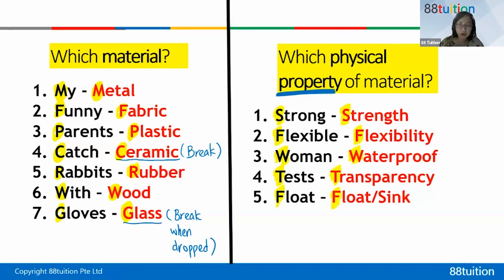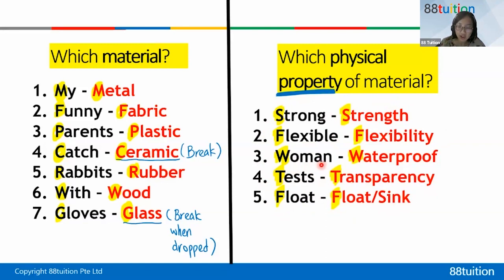All right. So strong, flexible woman test float. What it means is, imagine Miss Ivy is a strong woman and I'm a flexible woman. I can bend my body quite well. So I'm a strong, flexible woman. And what is Miss Ivy doing? Miss Ivy is testing the swimming float. I hope this memory aid helps you remember these 5 physical properties.